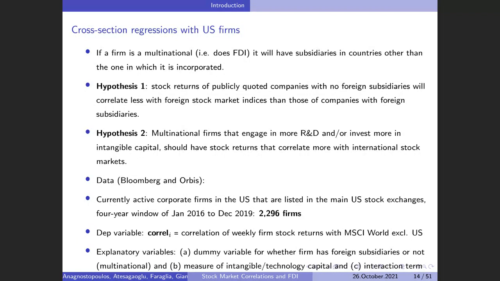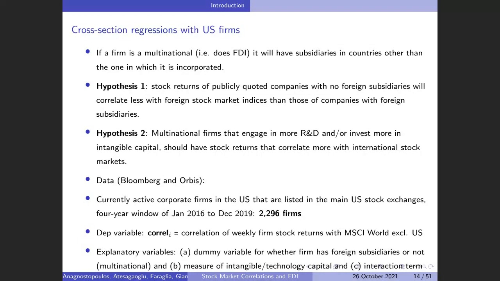So we looked at the stock market correlations of these firms with the rest of the world, MSCI World excluding US. We are trying to see how their stock prices are correlated with it. We cannot look at a trend because it's a very short time period and it's after the transition that we just showed, but it's a cross-sectional analysis. We want to find these firms and their correlations with the rest of the world stock markets, and then say that, okay, the conjecture is that firms with FDI should be more correlated, and firms with R&D and FDI together should be more correlated because of the spillover effects.